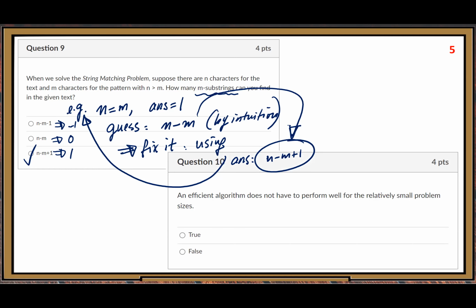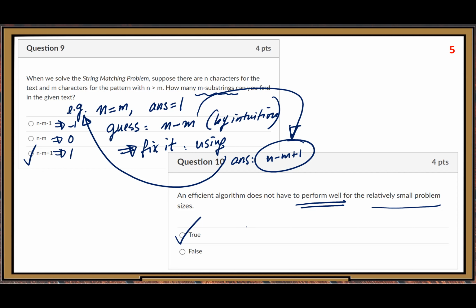All right, the last question. An efficient algorithm does not have to perform well for relatively small problem size, right? Correct. The reason, I explained in one video.